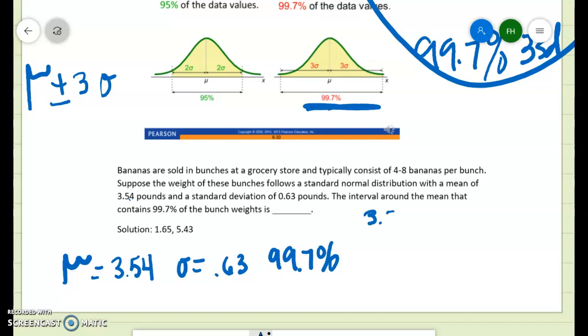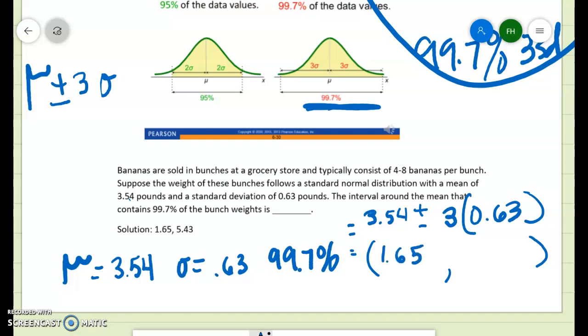So 3.54 plus and 3.54 minus 3 standard deviations. So 3 times the amount of the standard deviation, which is 0.63. So if you do that in your calculator, if you do 3.54 minus 3 times 0.63, you should get 1.65. If you do 3.54 plus 3 times 0.63, you're going to get 5.43.